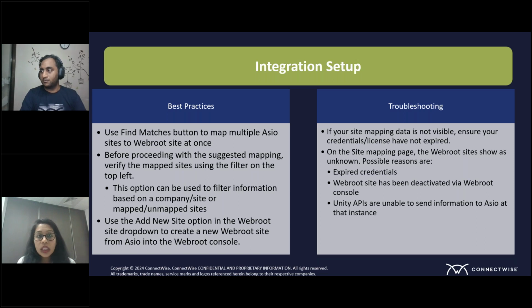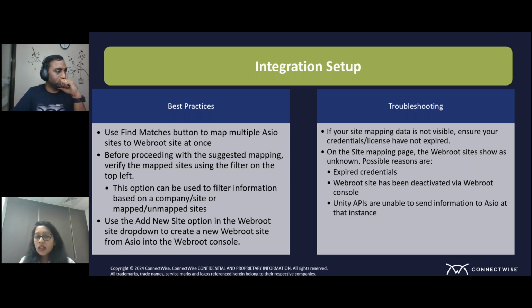So if you want to see which have been unmapped or which have been mapped, you can use the filter on the top left that is available. You can easily filter out your mapped or unmapped sites, or if you are looking for a specific company or a site in ASIO, then you can use that filter as well.